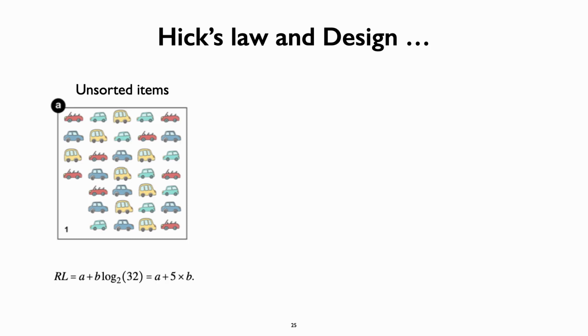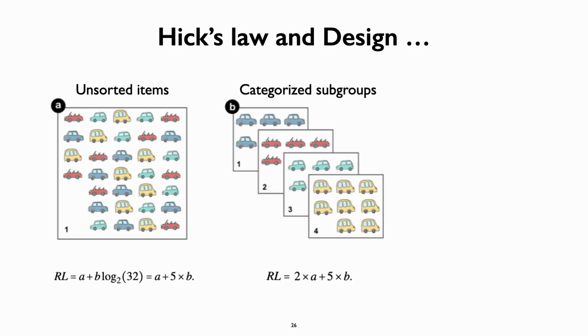Imagine a designer has to display all 32 items on some website, and we assume that response latency can be predicted by Hicks Law or a logarithmic function. The first option is to display all of them on the same page. This gives us a plus 5b amount of time. The second option is to split the 32 items on 4 pages according to their colors. In this case, the person chooses a category first, then an item within that category, and this gives us 2a plus 5b amount of response latency time.